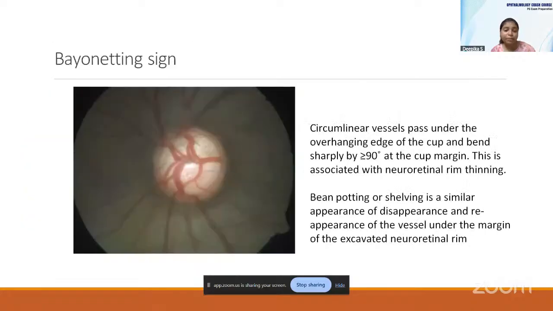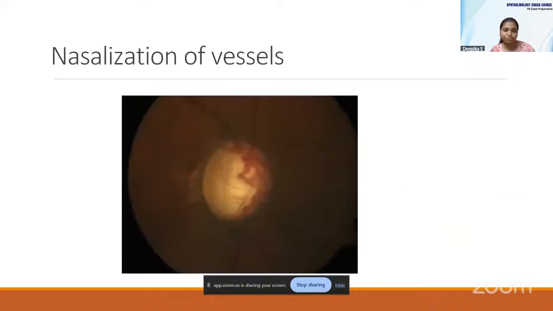Bayoneting sign is a sharp bend which the vessel takes at the disc margin in cases of glaucoma. As you can see in the inferior rim, there is a sharp bend where the vessel comes out. Nasalization of vessels can be seen. Again, not pathognomonic of glaucoma.